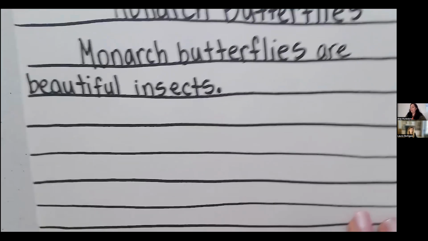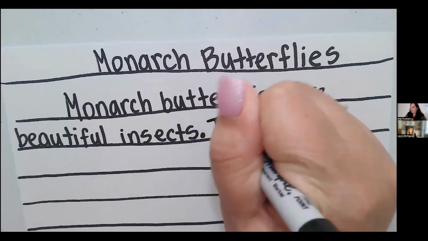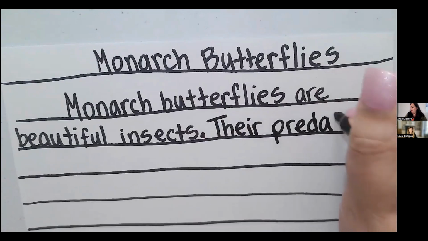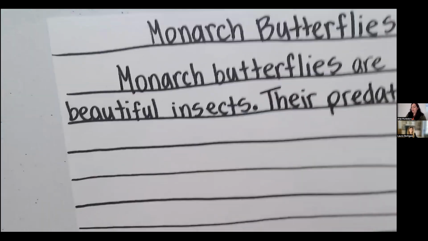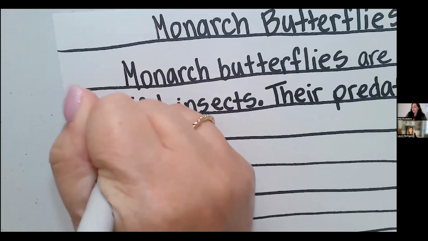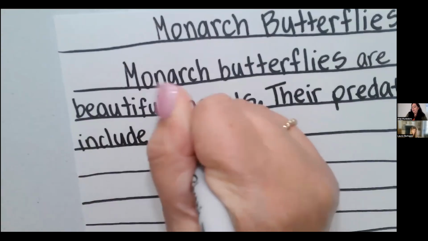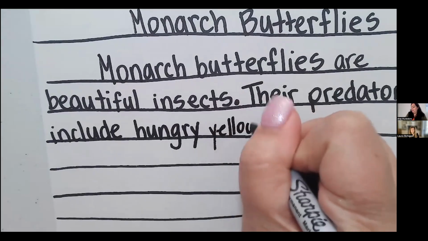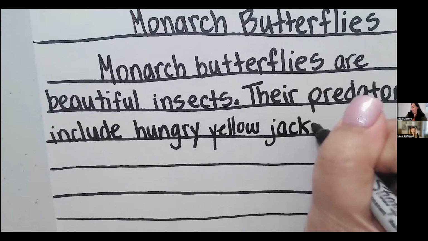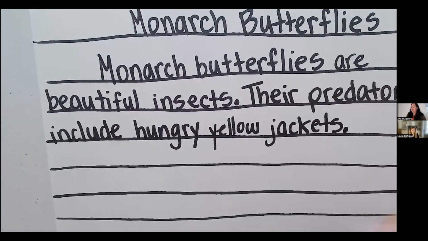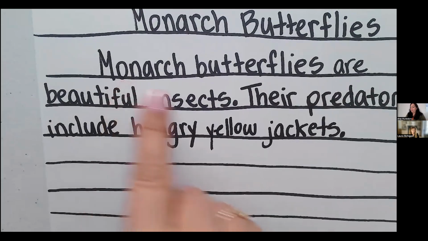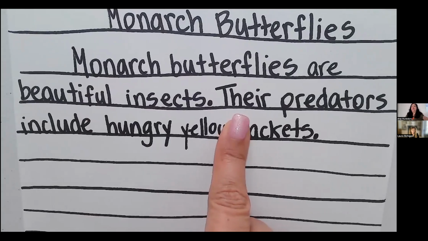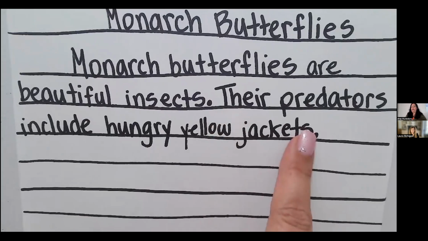Their predators include hungry yellow jackets. I'm going to go ahead and write mine. You just watch me for a little bit. Their predators include hungry yellow jackets. Now, period. And once again, I want to start my sentence differently. I don't want to start every sentence with monarch. I don't want to start every sentence with there. I want to keep my sentences interesting. Okay. And of course, a period, and a capital.